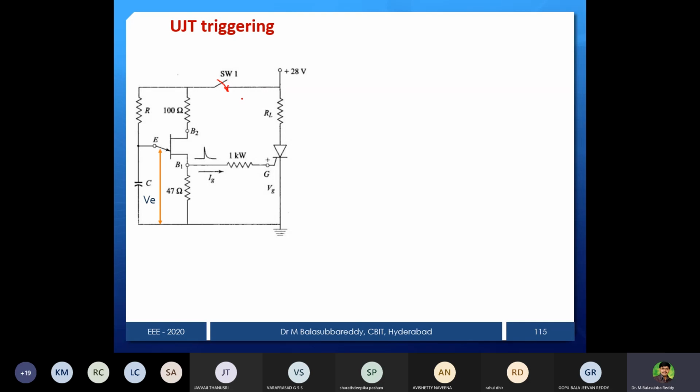Our intention is very clear. I want to turn on the UJT. How to turn on the UJT? The voltage across the emitter and base one is equal to the value of the peak voltage. Then it will trigger. That's it. Then what is the operation now? Anybody tell me what will happen if I close the switch SW1?